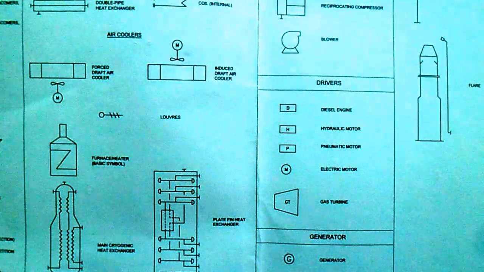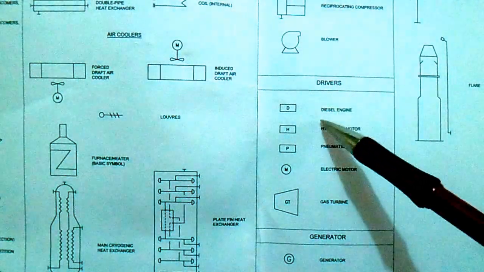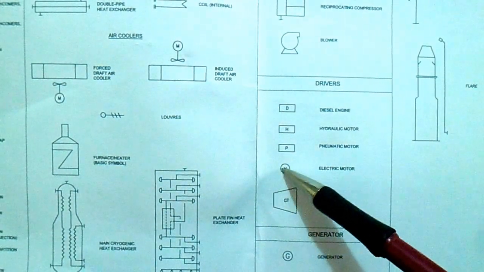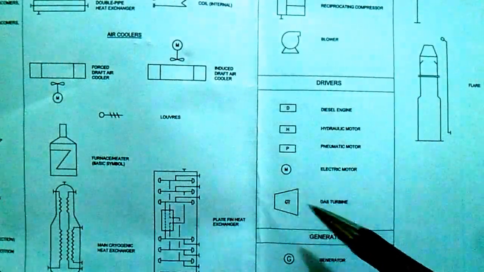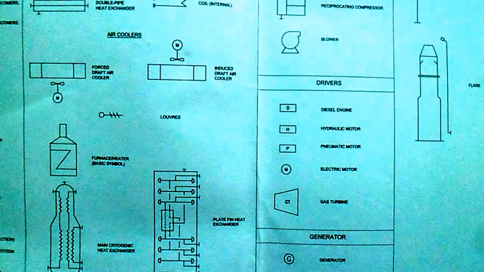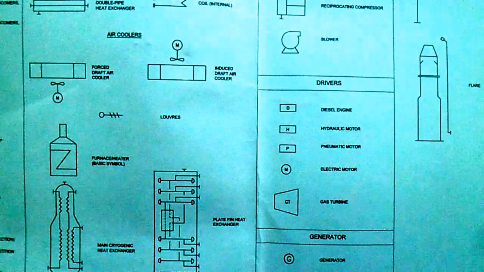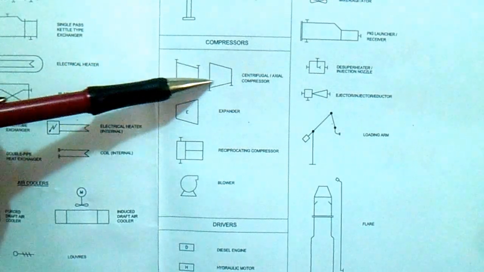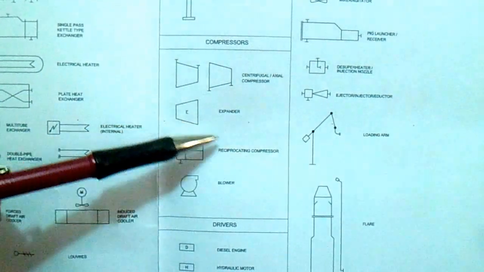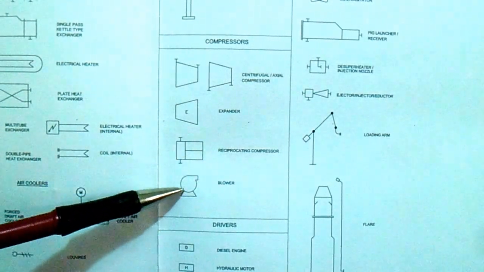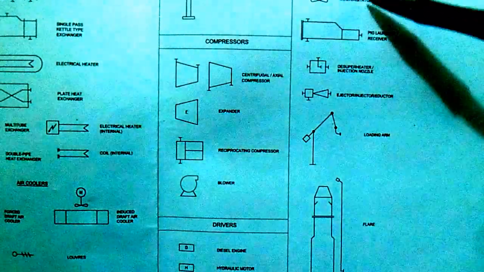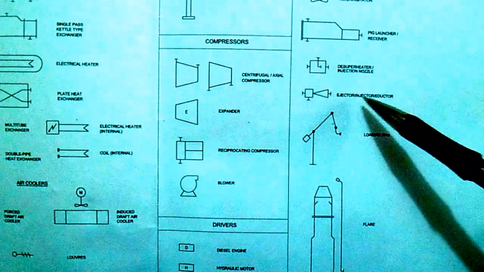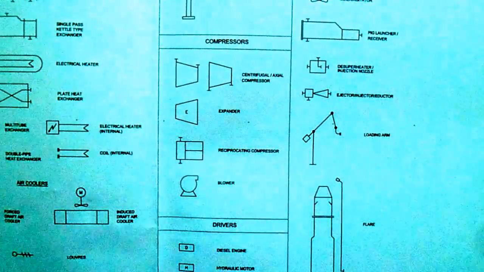For the drivers, we have diesel engine, D; H, hydraulic motor; P, pneumatic motor; and M, electric motor. This is a gas turbine. And we also have compressors: the centrifugal axial compressor expander, reciprocating compressor, and blower. This is the symbol of blower. Also we have miscellaneous: loading arm, injector, and injection nozzle.